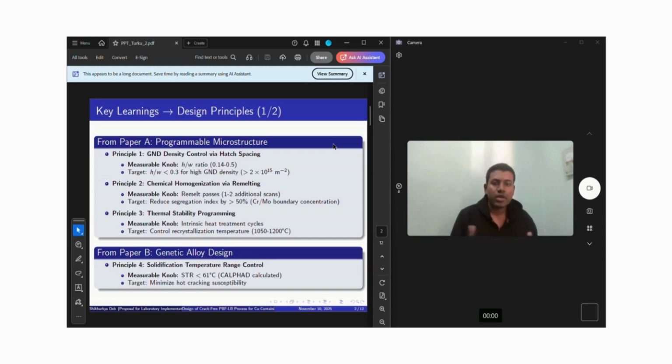The thermal stability programming comes as the third principle, which includes controlling or programming the material through two factors: GND density through hat spacing and chemical heterogeneity via remelting. GND density acts as a driving force for recrystallization, while remelting removes the pinning points that prevent grain boundaries from moving.